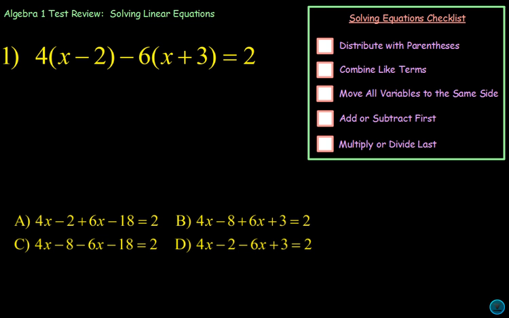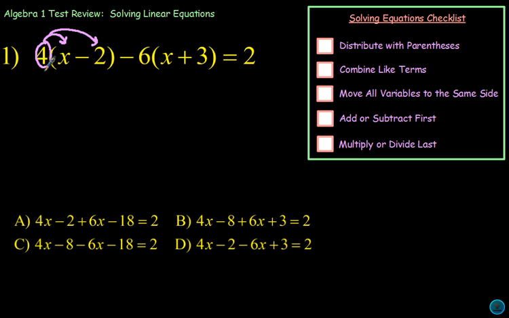So we've got our checklist. The first thing on there says distribute with parentheses. I see parentheses, and the first thing that I'm going to do is circle the number that's in front of the parentheses, and then draw an arrow to where I'm putting those numbers.